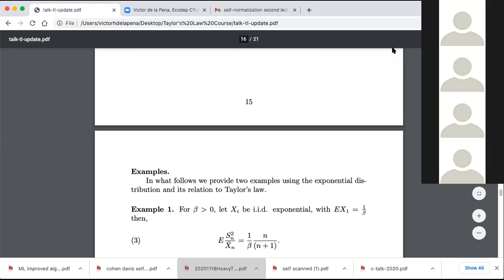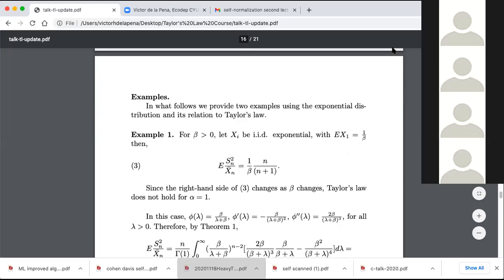So suppose that we have exponential random variables with parameter 1 over beta, with mean 1 over beta. Then one can show that the expected value of Sn squared over the sample mean to the 1 is equal to 1 over beta times n over n plus 1. Now, I want to remark that since we have a parameter that depends on the distribution on the right-hand side, for exponential random variables, the power of the sample mean is not 1, because the right-hand side is not roughly a constant. In this case, it's 1 over beta times n over n plus 1.